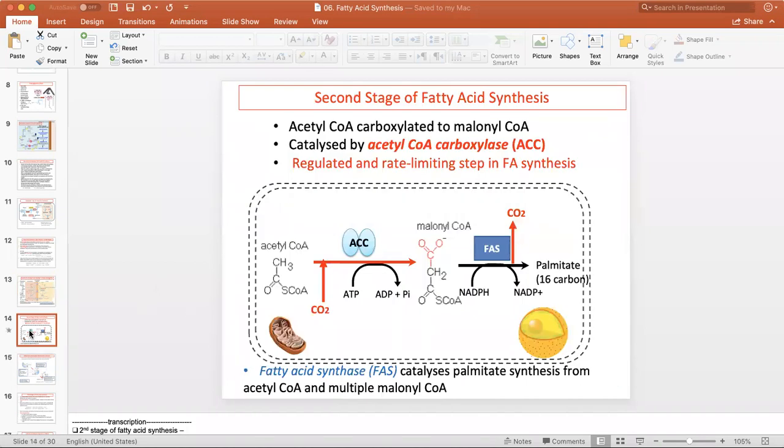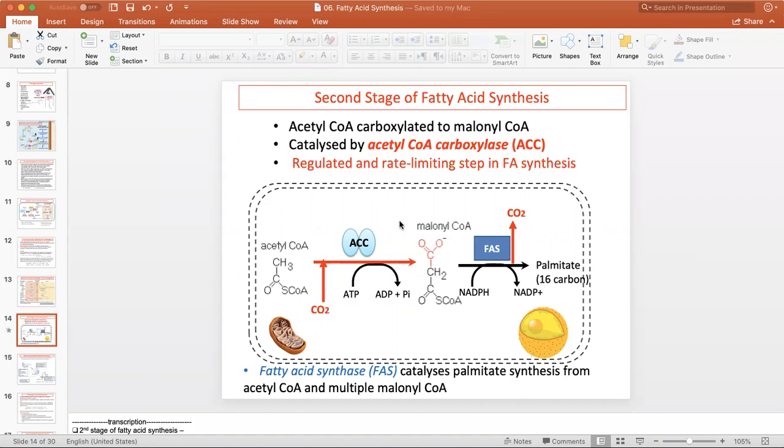Second stage of fatty acid synthesis. Okay, now we are moving to something else. Till now, we discussed how we reached acetyl-CoA. Now we are moving on from acetyl-CoA. We use this enzyme, acetyl-CoA carboxylase. And this is another mnemonic, if you want to remember: whenever you hear carboxylase, acetyl-CoA carboxylase or any other carboxylase, you have to know this enzyme is an ABC enzyme.